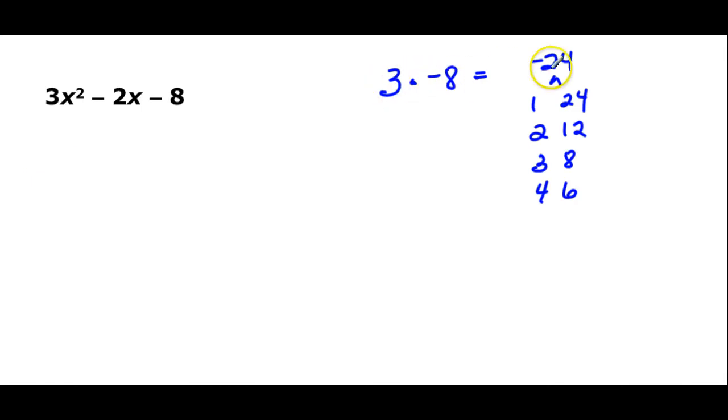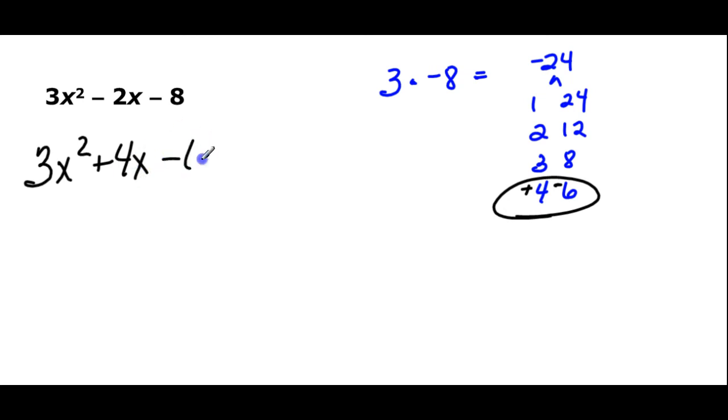3 times negative 8 is negative 24. List the factors. This is minus. So which of these is going to subtract to give you 2? It's going to be these guys right here. This is negative, so the negative goes with the larger of the two. All right, so rewrite this. 3x squared plus 4x minus 6x minus 8.